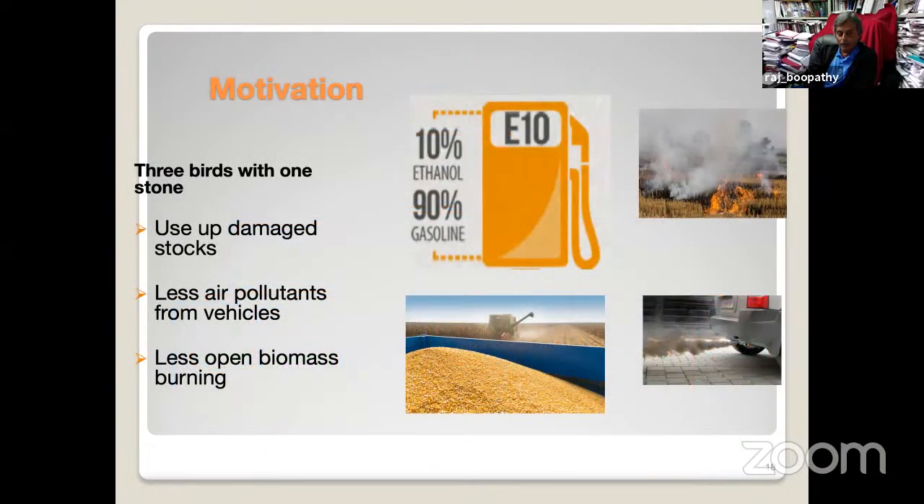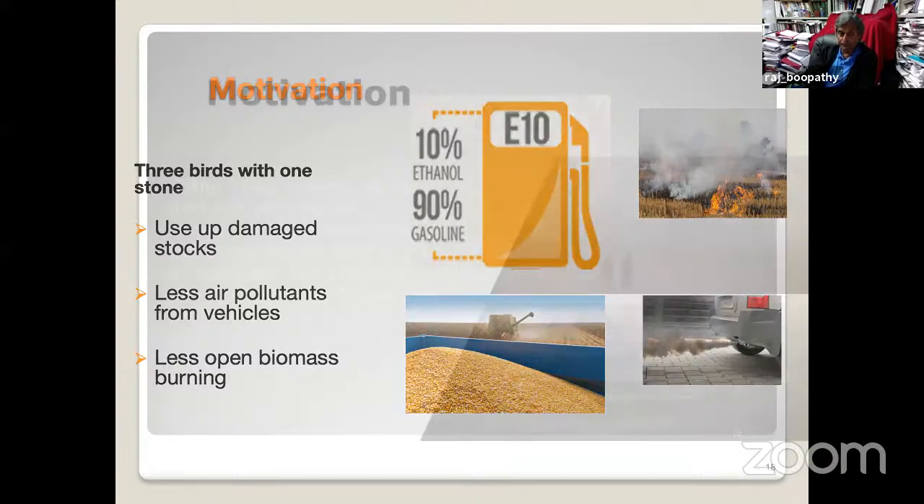So not only is there a demand for energy worldwide, the other motivation, as I said, is to prevent or reduce pollution. So we can have 3 birds with 1 stone. We're going to take care of the excess crop residue, reduce pollution, and we can produce energy. So those are the motivations for producing biofuels. So we can take care of the environment by reducing the greenhouse gas effect.